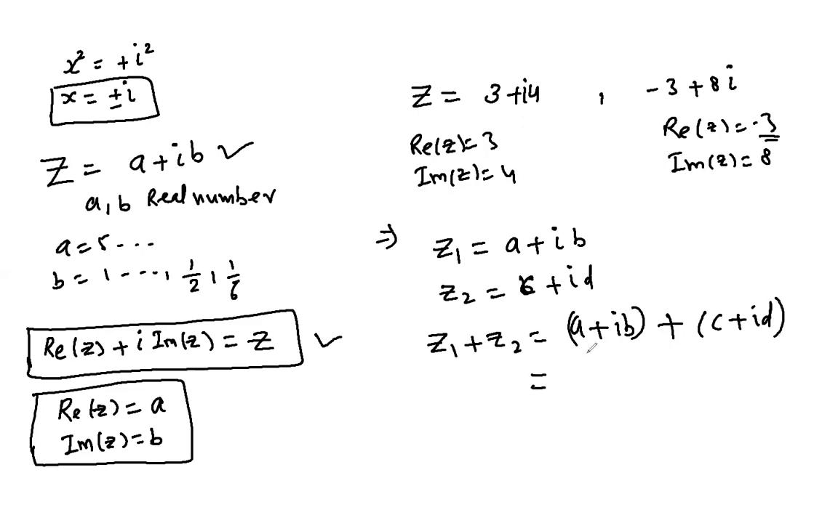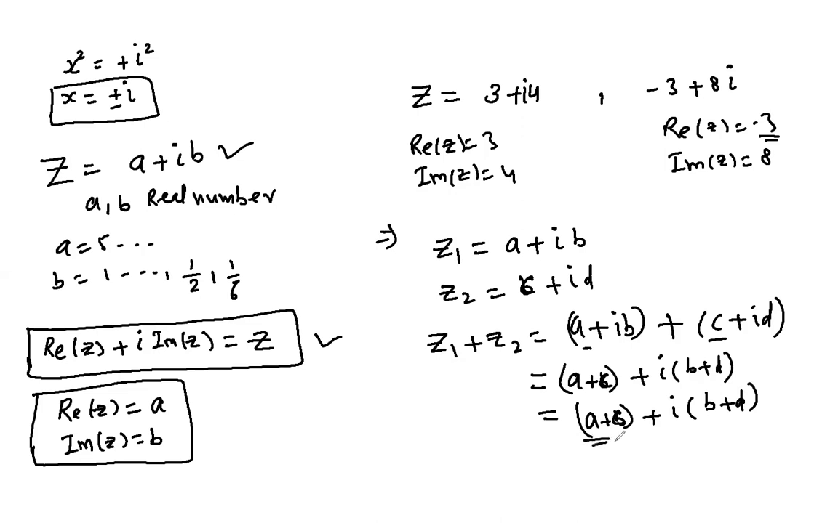Now you can see that here the real part is a and here the real part is c. So when you are adding two complex numbers, the real part gets added with the real part, and the complex part you can add with the complex part. Okay, now you get a plus c here, and on this side you have iota, sorry, this is b plus d. So the real part is a plus c, then b plus d.